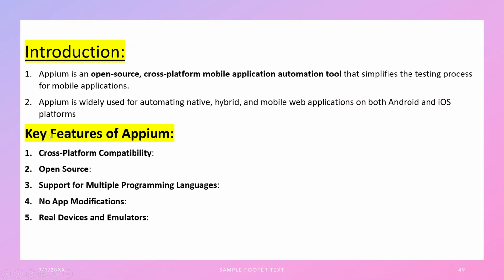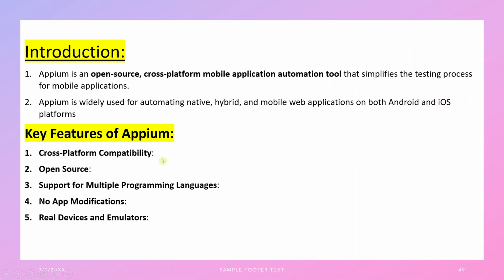What are the key features of APM? The cross-platform capabilities, open source, support for multiple programming languages, no app modifications, and it works on real devices and emulators. First of all, let's see what exactly the cross-platform capability is.